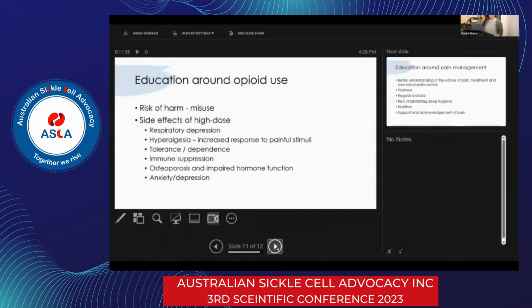In nursing, health promotion and education is a really important part of our role. Particularly around opioid use and pain management, we need to educate regarding the risk of harm and potential for misuse, and dangerous side effects such as respiratory depression need to be discussed. We talked about hyperalgesia before, so opioids create their own problems in many ways. They can also cause immune suppression, osteoporosis, impaired hormone function, and increased anxiety and depression. All of that is a negative feedback loop, if you like, for trying to resolve pain.